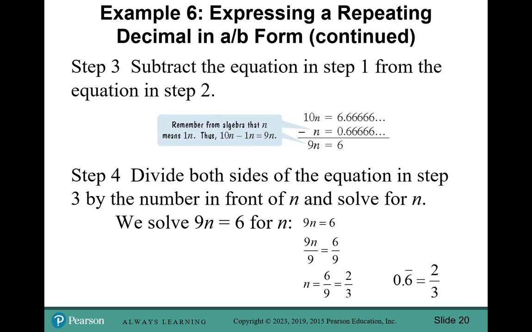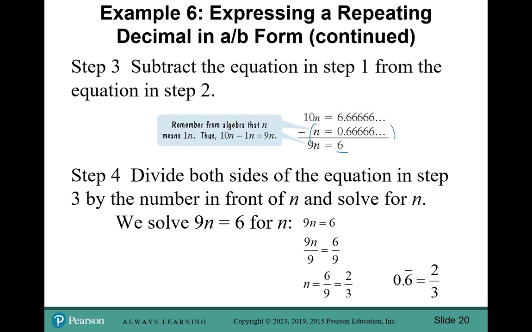Step 3, I need to subtract the equation in step 1 from the equation in step 2. So I have 10n equals 6.6666, and I subtract n equals 0.666 from the first equation. 10n minus n gives me 9n. 6.666 minus 0.6666 just leaves me with the 6 here.